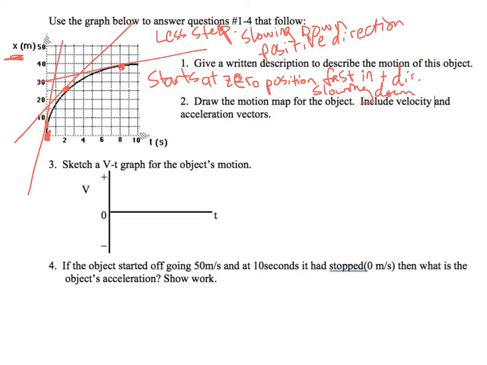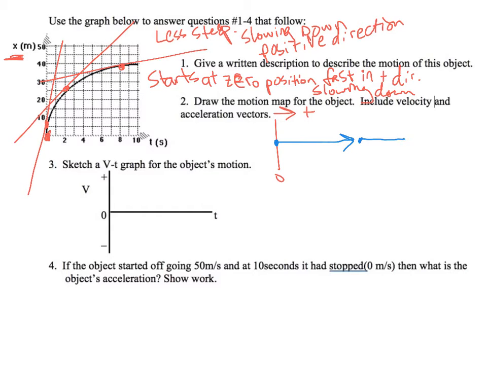Draw the motion map for the object. All right, well, here's the deal. If that's our 0 position, positive direction, where did we say it started? We said it started at the 0 position, but moving very fast. Moving very fast in what direction? Positive direction. And then, let's say 2 seconds later, how fast was it?